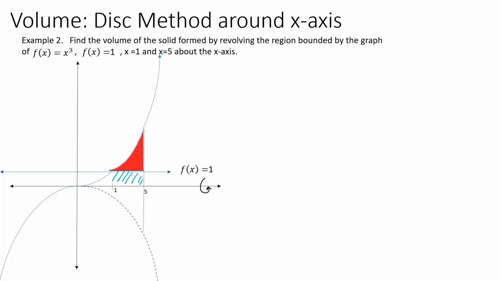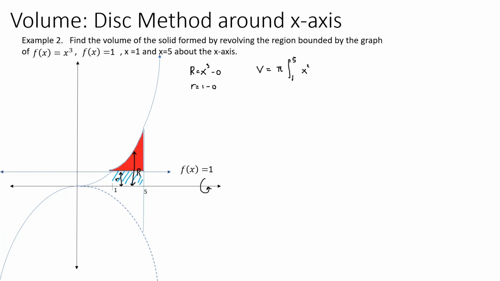Once again, let's figure out the big radius. The big radius will be the top of the area to the rotation axis, and our smaller radius will be the gap. So this will be your smaller radius. Our big radius is going to be x to the third minus 0. Your smaller radius will be 1 minus 0.